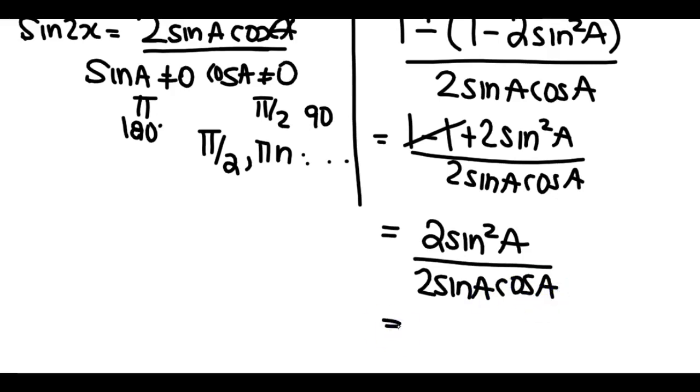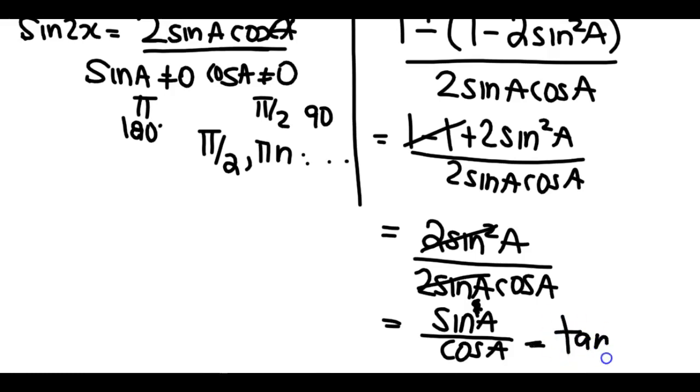Yeah, we can cross off because we have a 2 sine squared, and we have a 2 sine here. If we cross 1 off here, then we're just left with a sine A on the top, a sine A over a cos A. And what is a sine A over a cos A? A tan A. Okay, so example 4 is our last example.